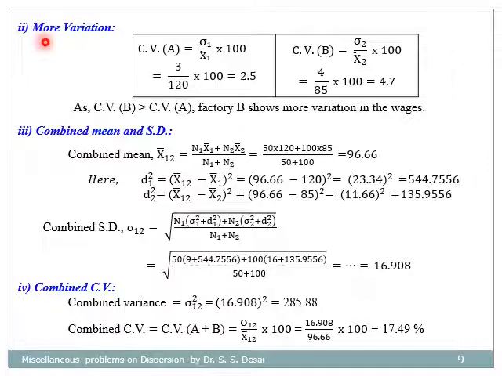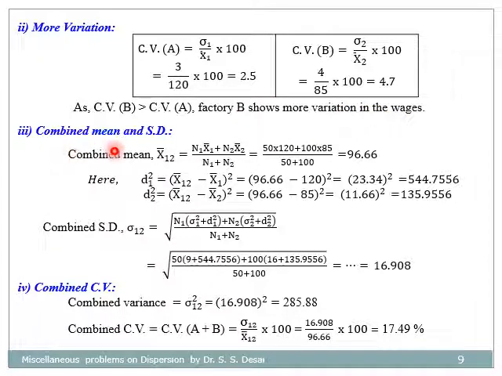For more variation, that is for comparison, we obtain CVs. So CV for A is equal to 3 divided by 120 into 100, that is 2.5, and CV for B is equal to 4 divided by 85 into 100, that is 4.7. So here CV B, that is 4.7, is greater than CV A, that is 2.5. Therefore factory B shows more variation in the wages.